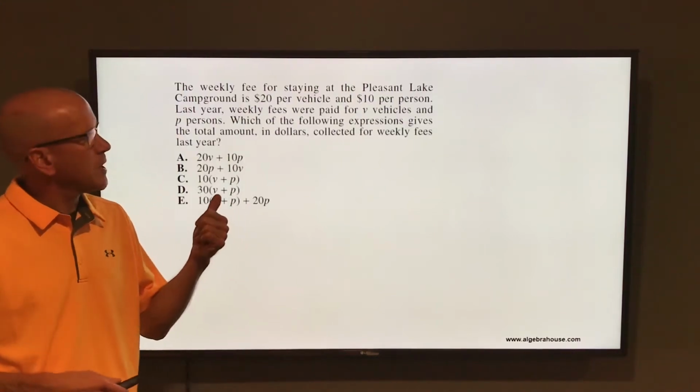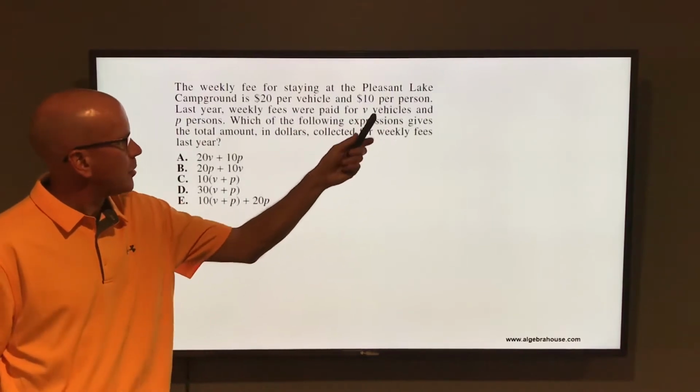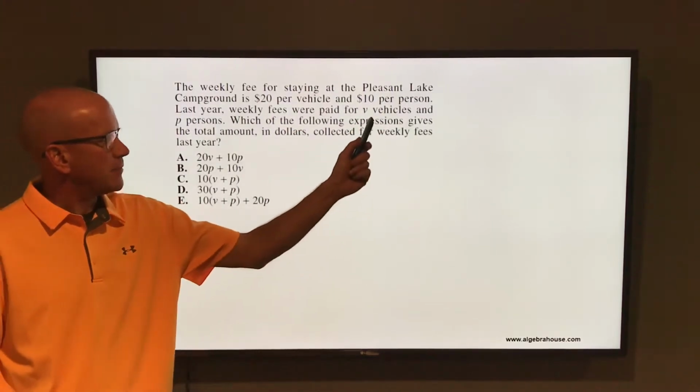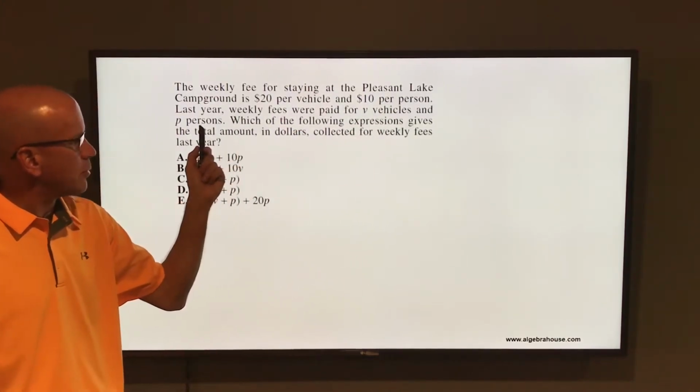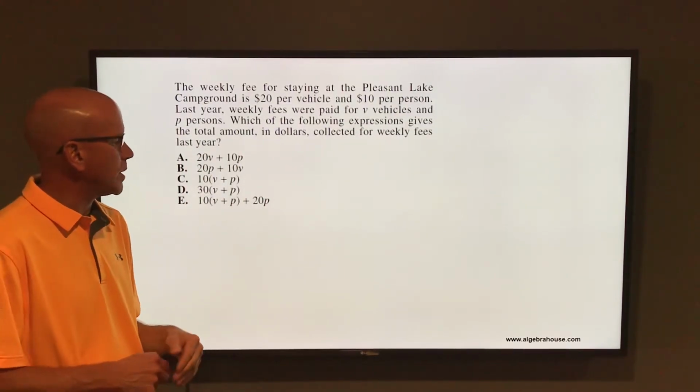ACT question here. The weekly fee for staying at the Pleasant Lake Campground is $20 per vehicle and $10 per person. Last year, weekly fees were paid for V vehicles and P persons. Which of the following expressions gives the total amount in dollars collected for weekly fees last year?